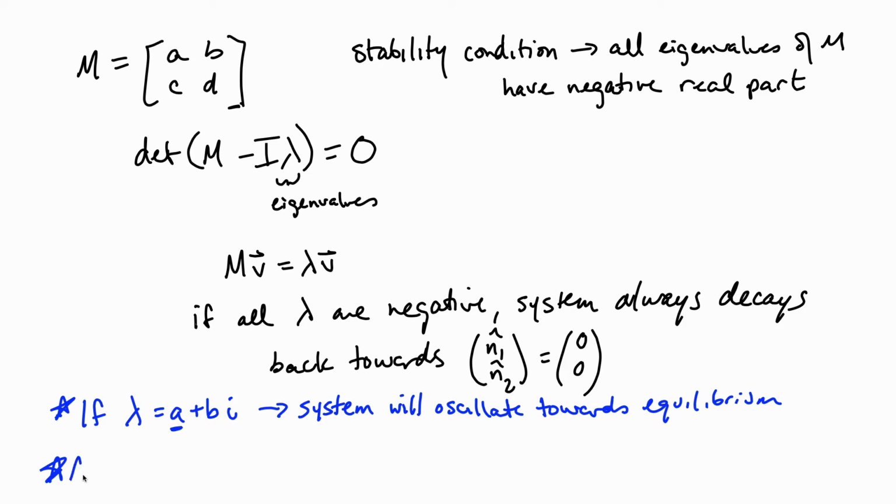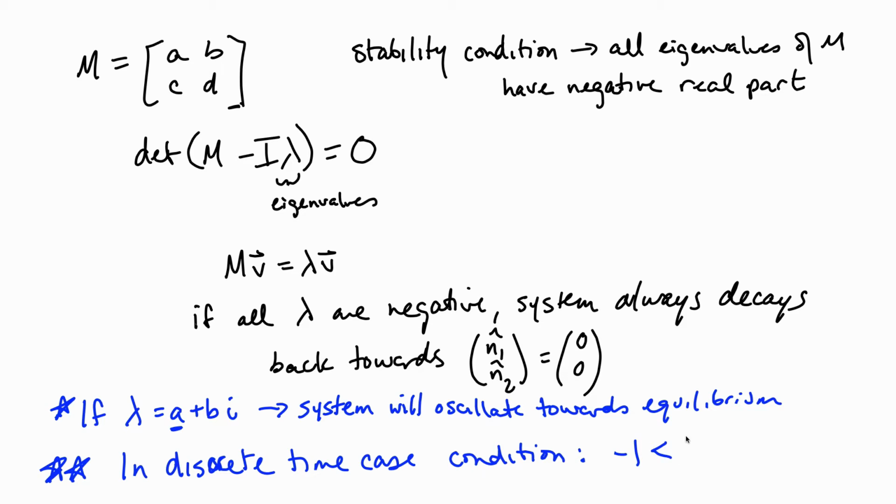And the other asterisk point is that in the discrete time case, the stability condition is actually that the eigenvalues are all in between 1 and -1. Or if they're complex, that the square root of a squared plus b squared is less than 1.